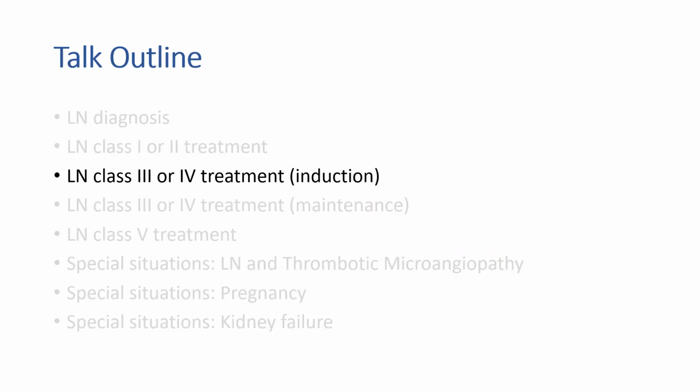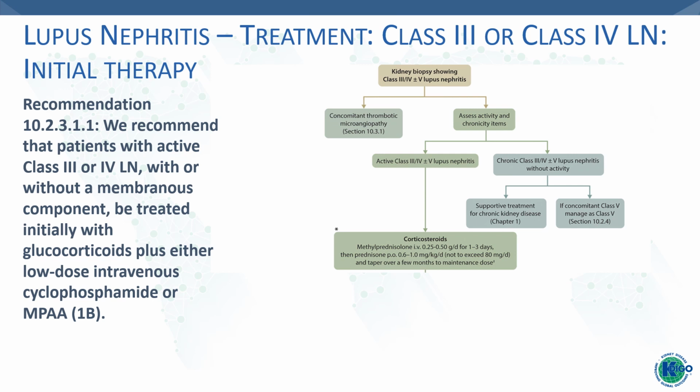For class 3 or 4 treatment, we have the induction therapy and the maintenance therapy. Starting with induction therapy, if the patient has class 3 or 4, plus or minus 5, and you find class 5 with 3 and 4 in the biopsy, you will treat as 3 or 4. You will check if there is concomitant thrombotic microangiopathy. If yes, we'll discuss another protocol or algorithm later in this lecture. If no thrombotic microangiopathy, assess activity and chronicity.